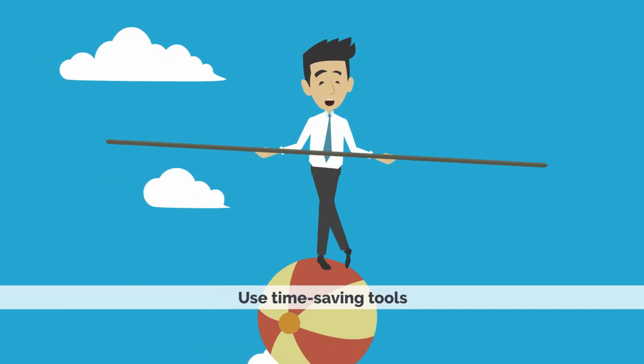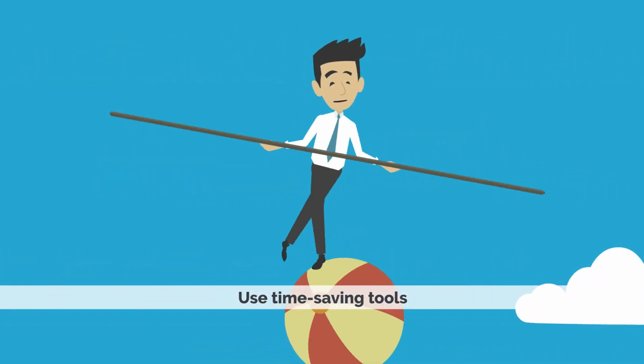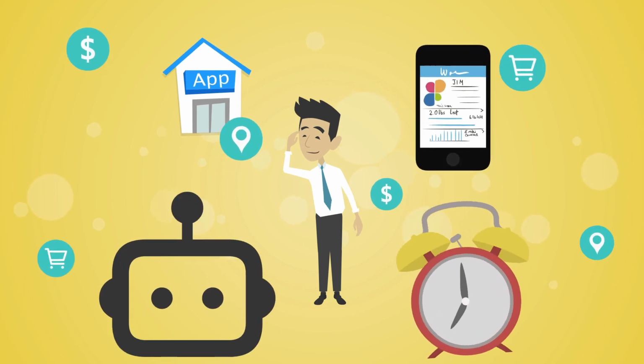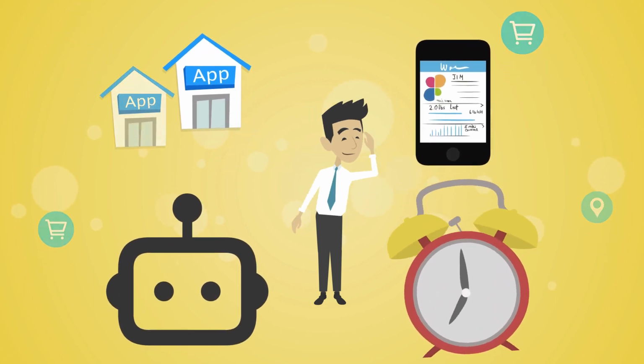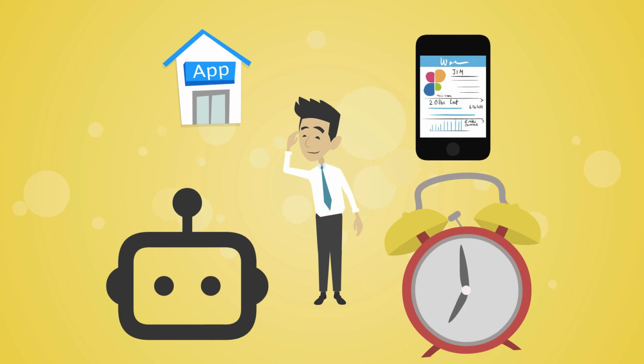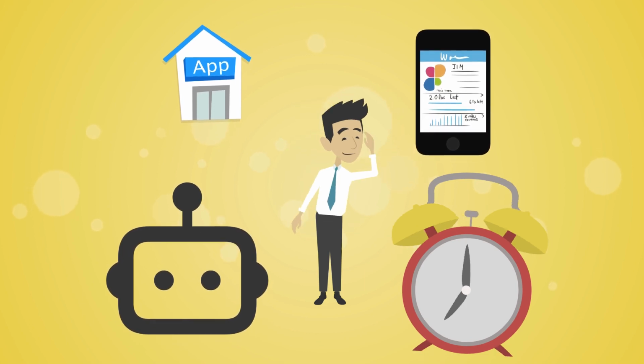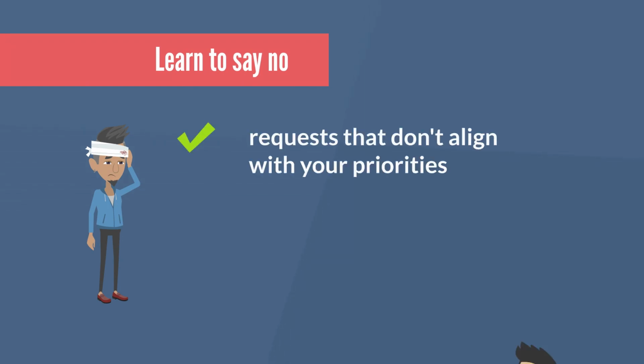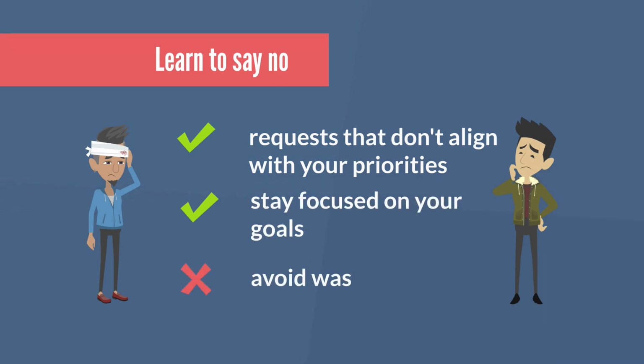Use time-saving tools. There are several time-saving tools available that can help you manage your time more efficiently. For example, you can use productivity apps, time trackers, and automation tools to save time and increase efficiency. Learn to say no. It's important to learn to say no to requests that don't align with your priorities. This will help you stay focused on your goals and avoid wasting time on activities that don't contribute to your success.